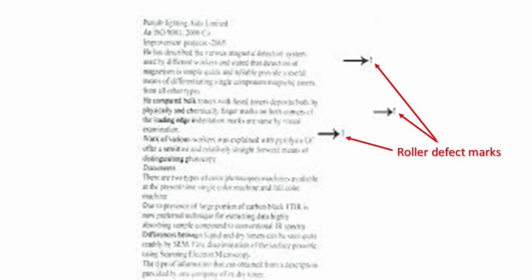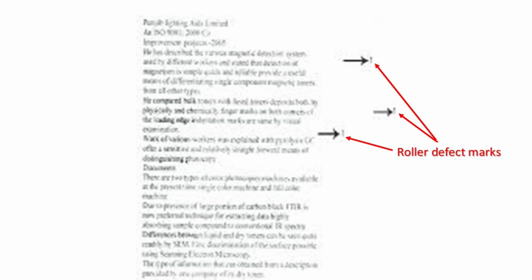Then also check for the shape of the platen marks and compare with that of the known sample. Also, another thing you consider is the drum defect marks. Everything you have done for the platen marks, you do the same thing.